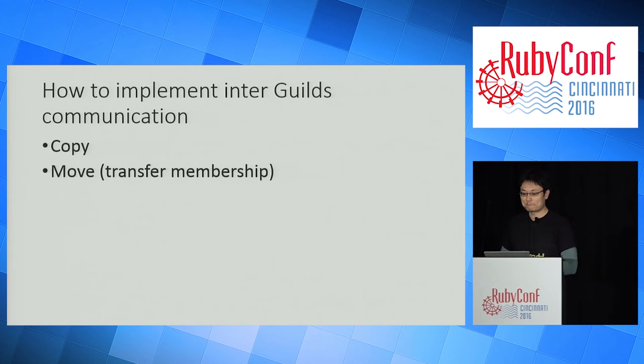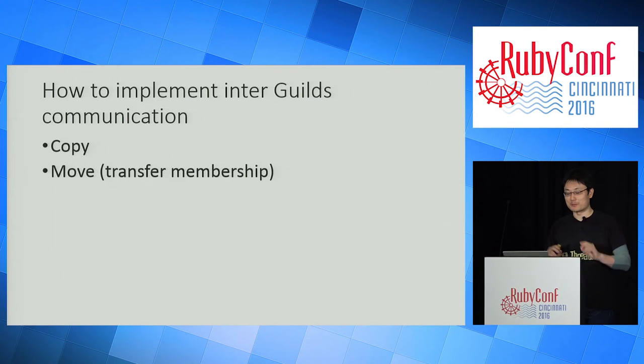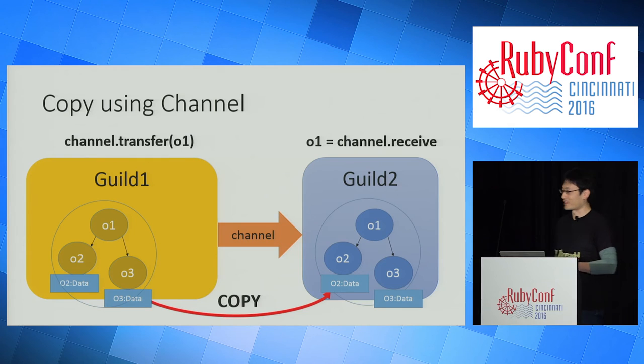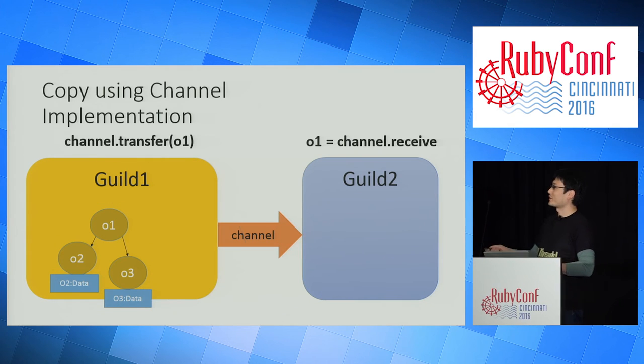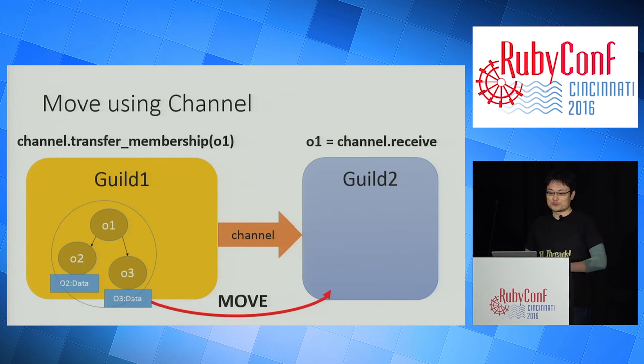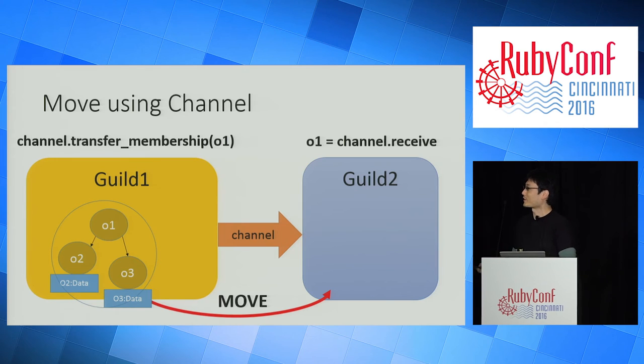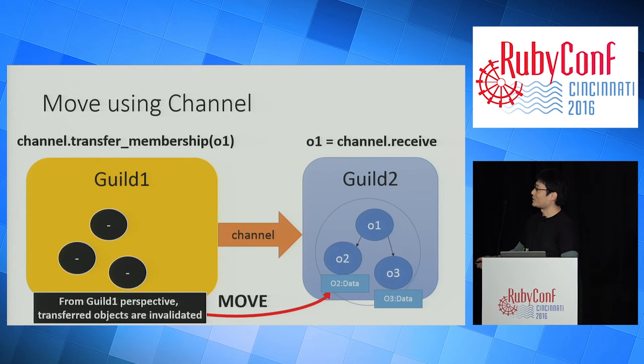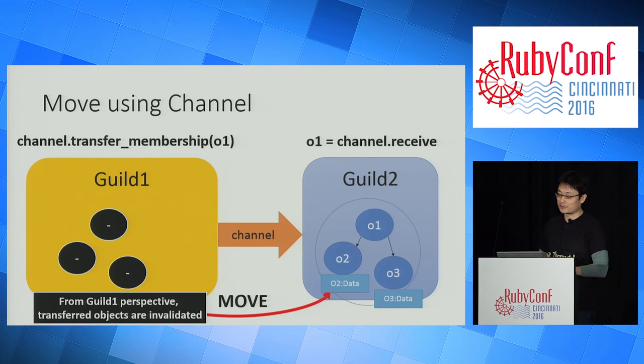I'll show a bit of this. Copy is very easy to understand: make a copy and send a copied reference. So it is easy. Moving is not so easy. After moving, the original objects are destroyed, and we should cause an error if we touch the source object after transfer.